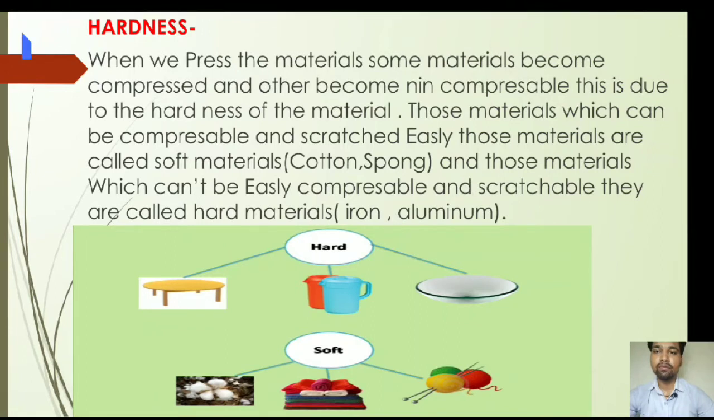Friends, here a figure is given and some examples of hard and soft materials are given there. In the category of soft material, we have given clothes, wool and cotton. And in the category of hard material, we have given wood, plastic and a plate which is made of a specific kind of material.